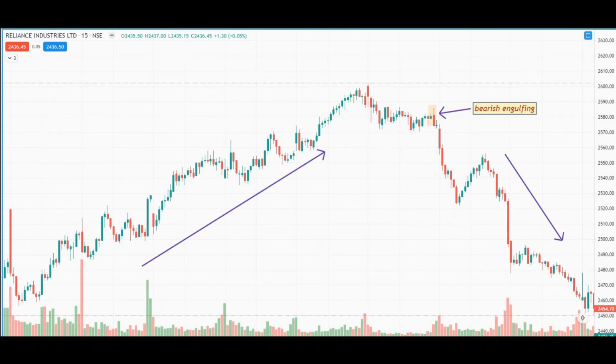Okay, so do combine multiple patterns, confirmations and then look for a potential entry in the markets. See, you should analyze the volume, the market structure, trend analysis, and then look for a potential candlestick pattern which will act as a catalyst in the markets. Okay, so do remember that.